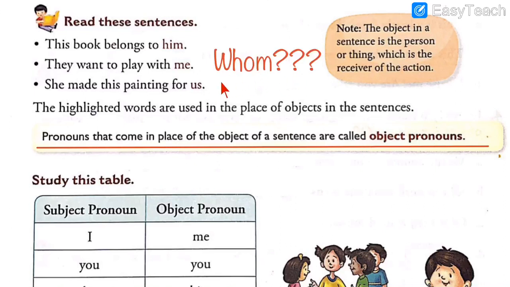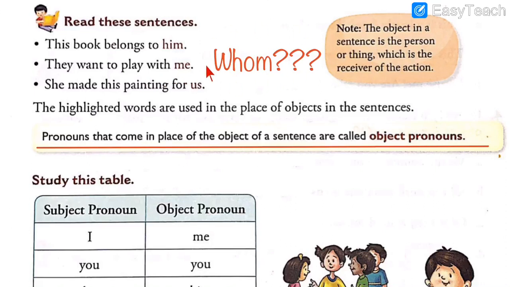So please write down, this is the keyword. This is a very important keyword for finding out object pronouns. You have to ask the question whom and you will get the answer for object pronouns. For example, this book belongs to him. Whom does the book belong to? Belongs to him. They want to play with me. Whom do they want to play with? They want to play with me.